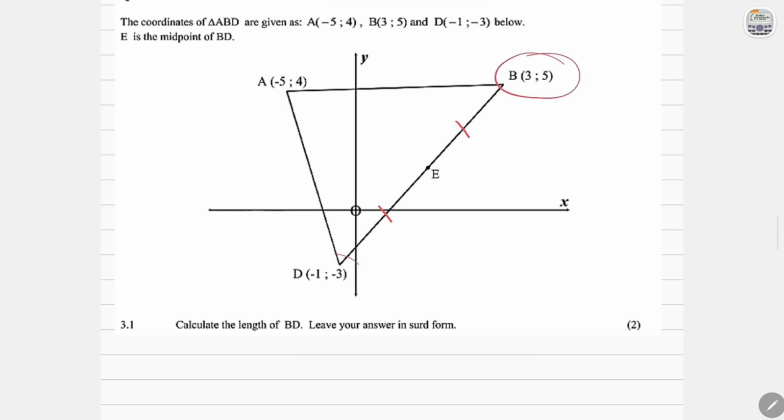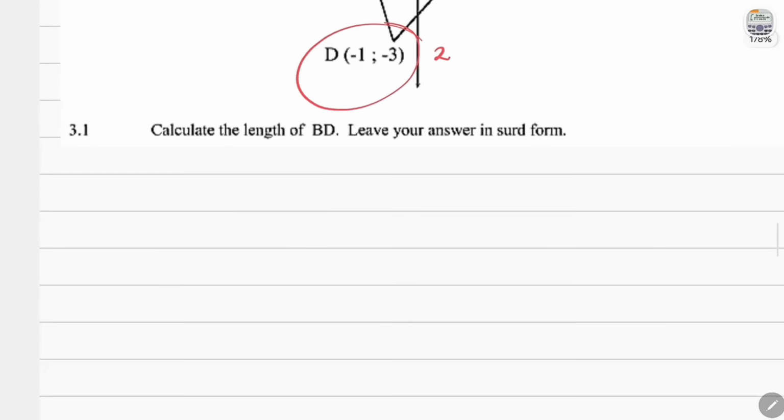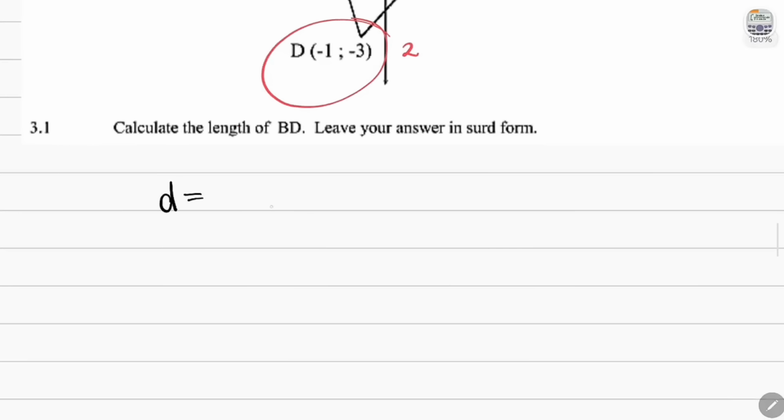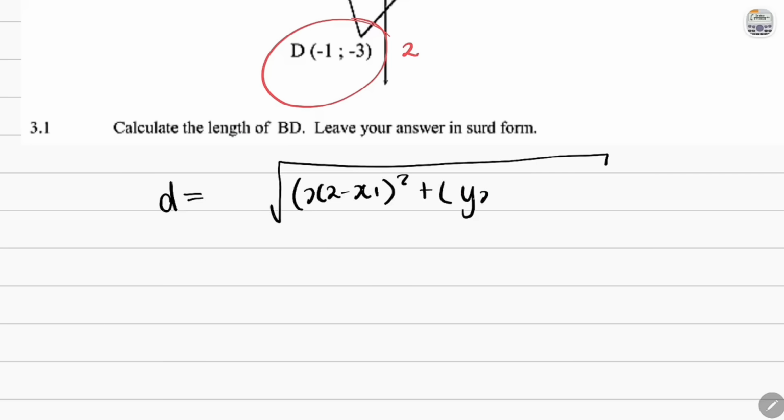So we have the full coordinates of B and D. We'll take that as point 1 and this as point 2. And let's find the length. So to find the length, we need the distance formula, which is the square root of x2 minus x1 all squared plus y2 minus y1 all squared. Of course, you could also put y2 minus y1 all squared first before this one.